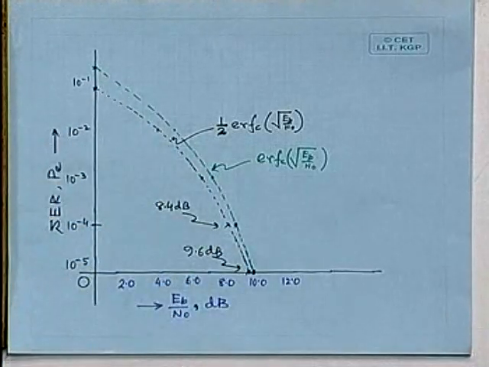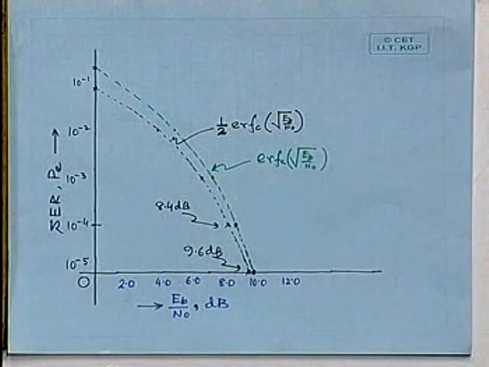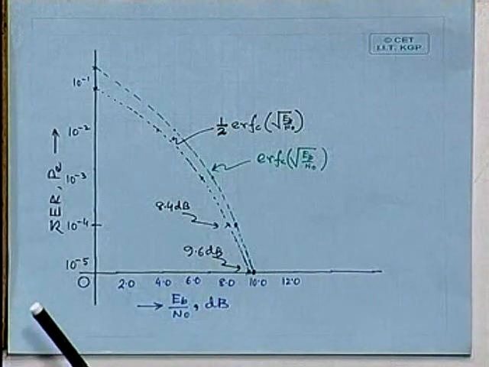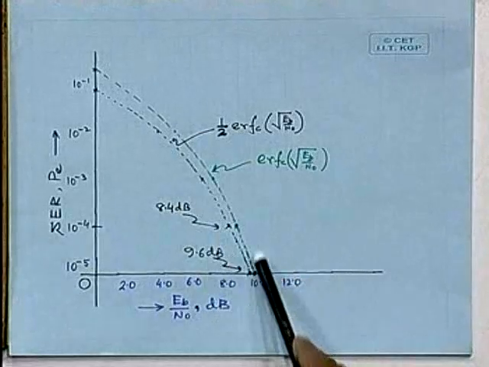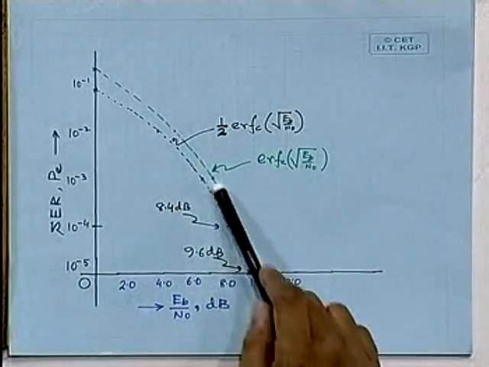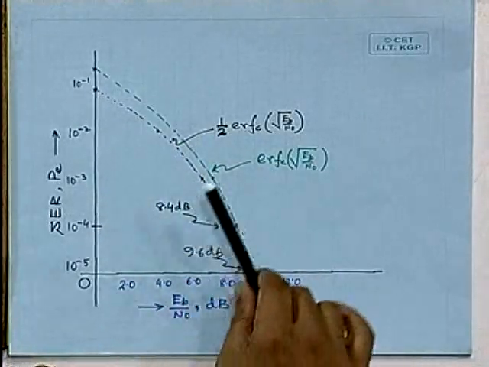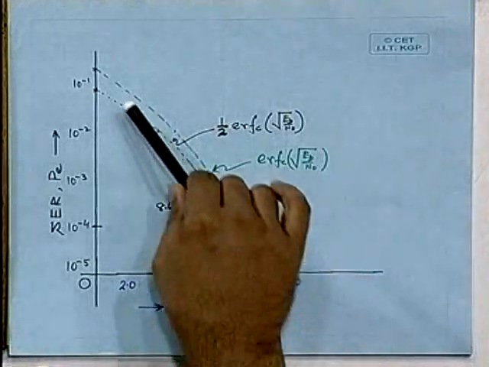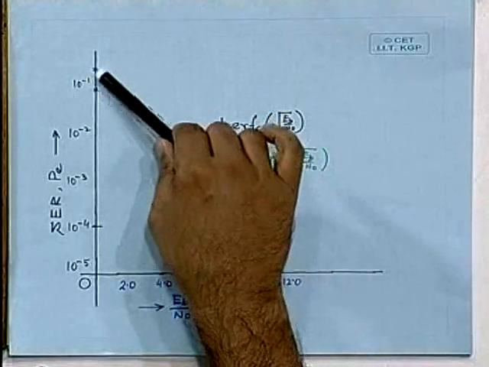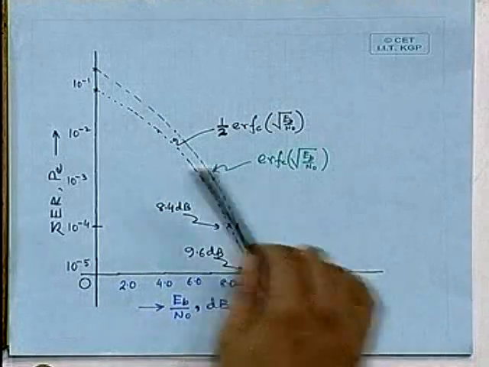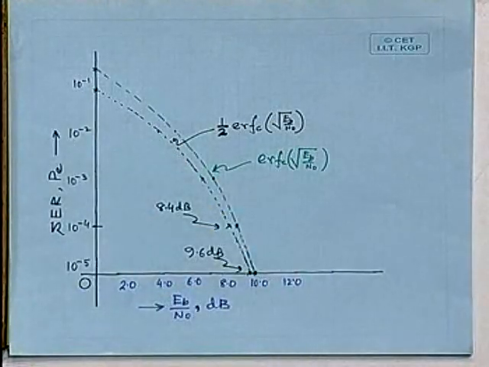How is it looking? The symbol error rate curve is not identical to the bit error rate curve. It should not be, because the expressions are different. In the first case, for BPSK we have half erfc root over Eb/N0. For QPSK we have erfc root over Eb/N0. Approximately in this portion, when Eb/N0 is high, this expression does not apply. You should remember that. I have plotted this expression here, but the actual symbol error rate curve in this region will not follow this curve just discussed. So this is the symbol error rate curve.